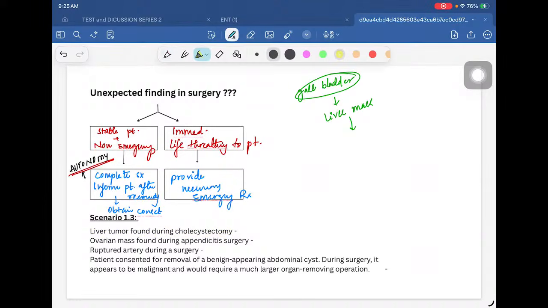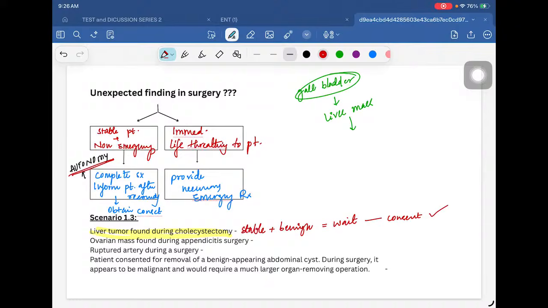So let's go over some of the clinical scenarios for this situation. Number 1, liver tumor found during cholecystectomy. Should we wait for the patient's consent, or should we proceed with the surgery or treatment? Should you remove it in between your surgery, or get the consent once the patient wakes up? Basically here the patient is stable and it's a benign thing. Particularly if they are concluding that it's benign, you wait and get consent later.